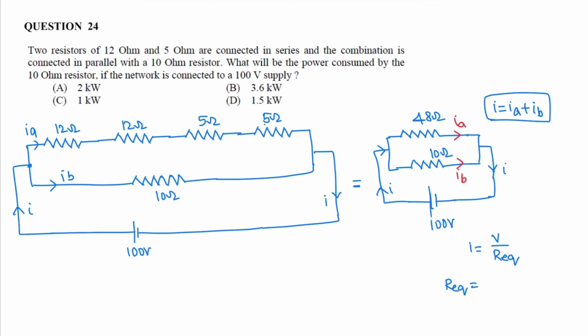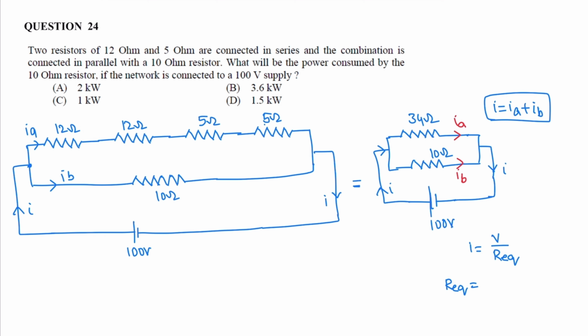Now when resistors are connected in series, the total resistance is the sum of all resistances. 12 plus 12 is 24. 5 plus 5 is 10. That is 34 ohms, parallel with 10 ohms. And the whole circuit is connected across 100 volts.